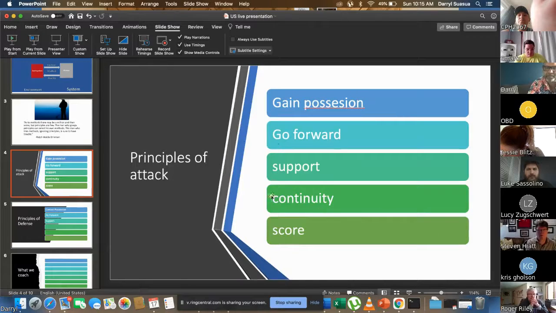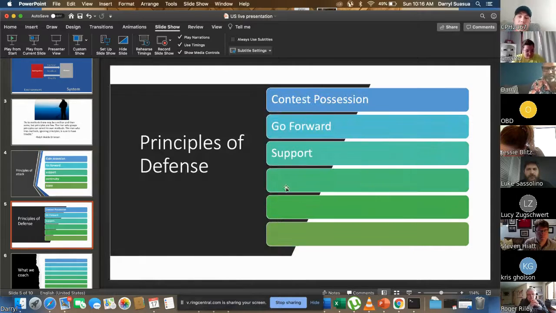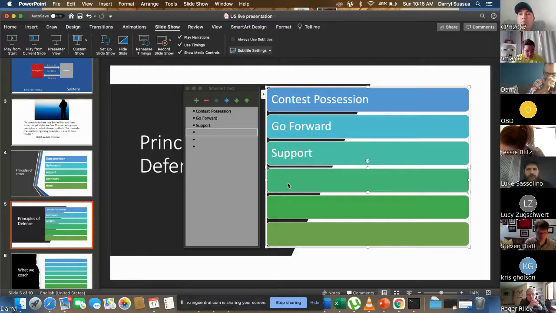Okay, this one here, we talk about continuity. What is it? What part of the game is continuity? Do we look at coaching? Any ideas? Maintaining possession. Yeah, and what area of the game do we maintain it? Breakdown. In the breakdown. Cool, breakdown.